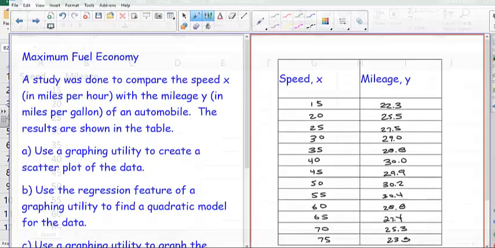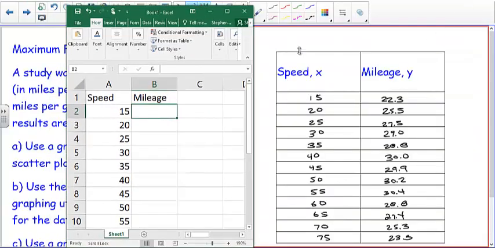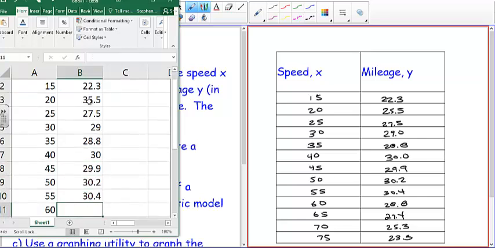Okay, next we're going to put the numbers in. So I'm going to try to get these so I can see them both at the same time, so I don't have to keep switching between the screens. So 22.3, 25.5, 27, 27.5, 29, 28.8, 30, 29.9, 30.2, 30.4, 28.8, 27.4, 25.3, 23.3.